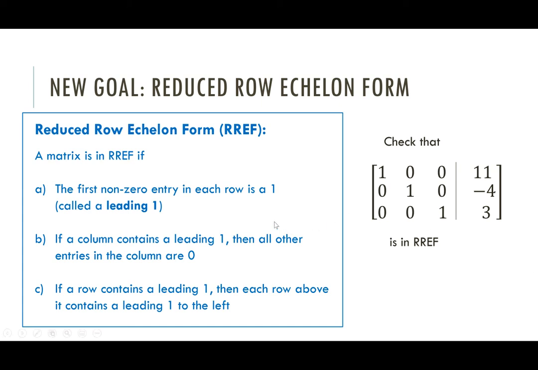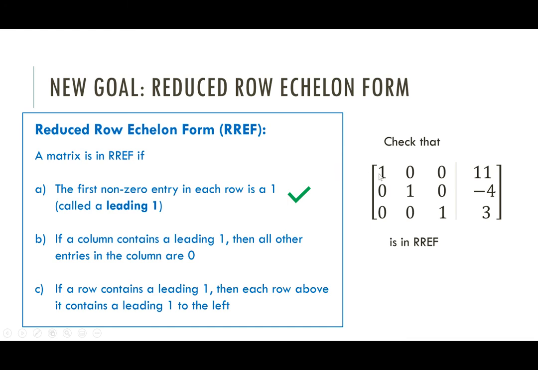So, all right, let's see. Is the first non-zero entry in each row a 1? Well, in this row, the first non-zero entry is a 1, the first non-zero entry is a 1, and the first non-zero entry is a 1. Good. All right, now let's check if a column contains a leading 1, and the leading 1 is the first non-zero entry, then all other entries in that column are 0.